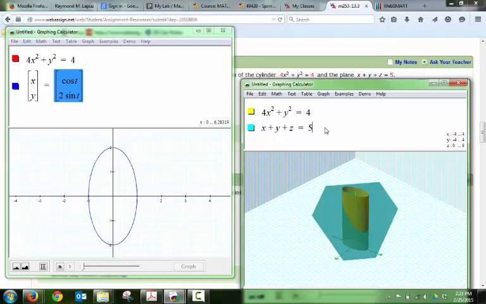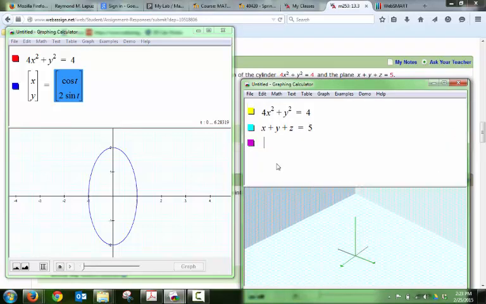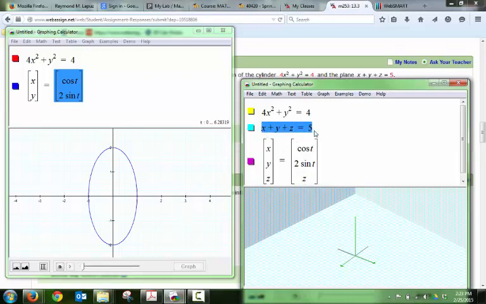Now I want to create a 3-dimensional curve where my first 2 dimensions, my x and y, are the same as my x and y in this curve. But now I'm going to want my z to be on this plane. So I might solve for the plane, get the plane by itself, where z is equal to 5 minus x minus y, or 5 minus parentheses x plus y. If I replace the z with that, except instead of x I'm going to use cosine t, and instead of y I'm going to use 2 sine t, then I should have that curve that I'm looking for.